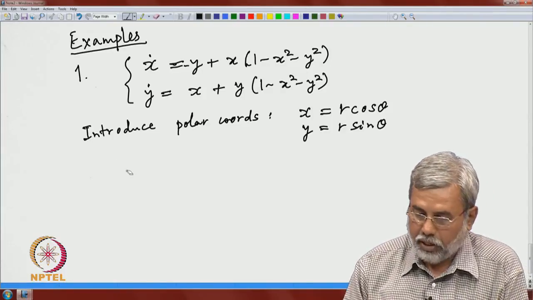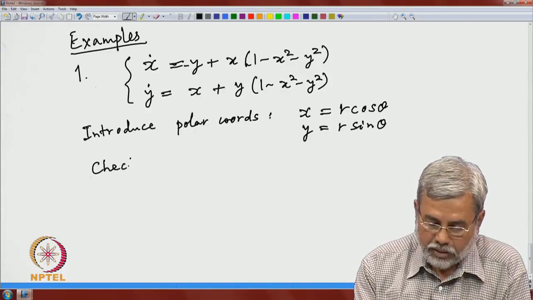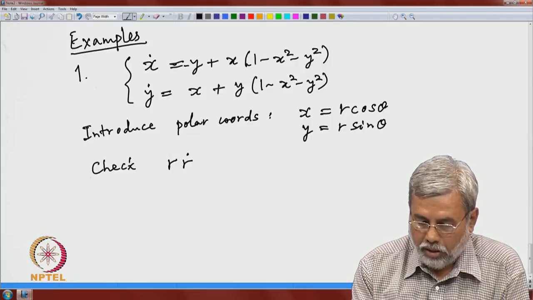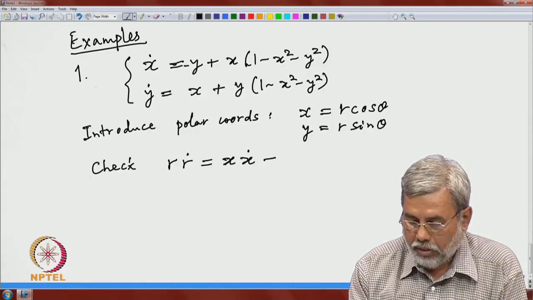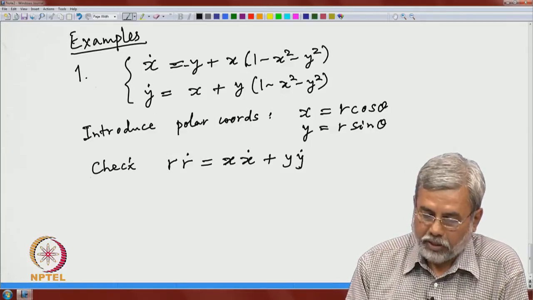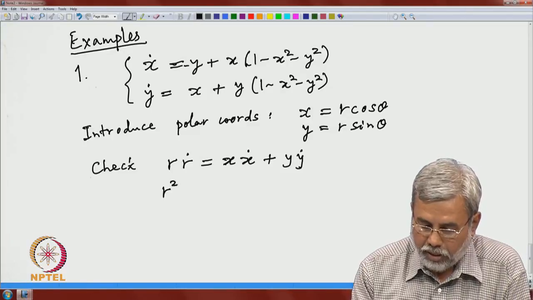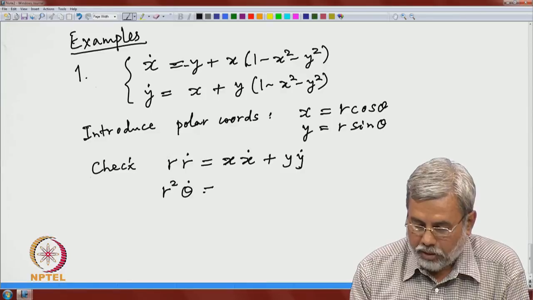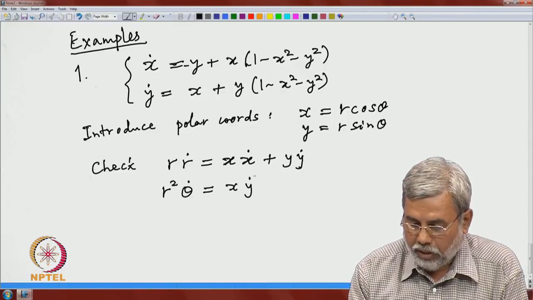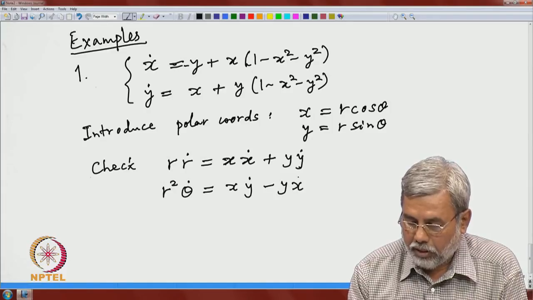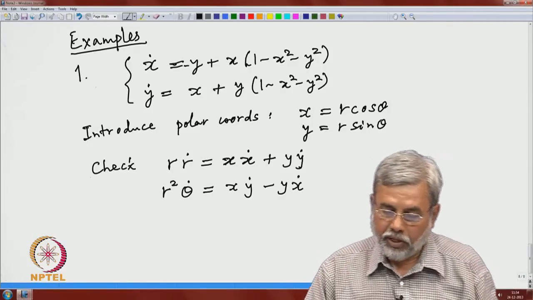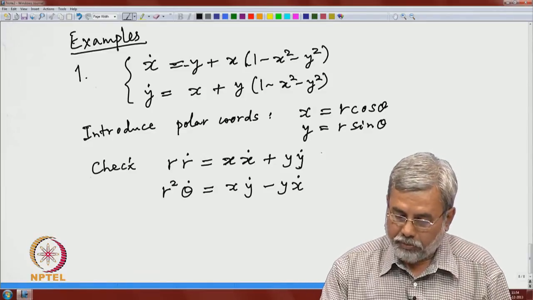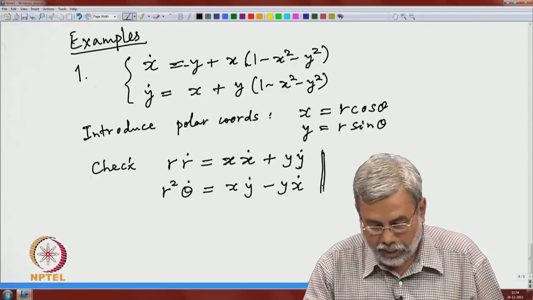Okay. So, this you can also check, simple algebra, r r dot is equal to x x dot plus y y dot. And for theta, you have that r square theta dot is equal to x y dot minus y x dot. This is a more general set. If you introduce these polar coordinates x equal to r cos theta, y equal to r sin theta, then we will have differential equations for r and theta given by this.